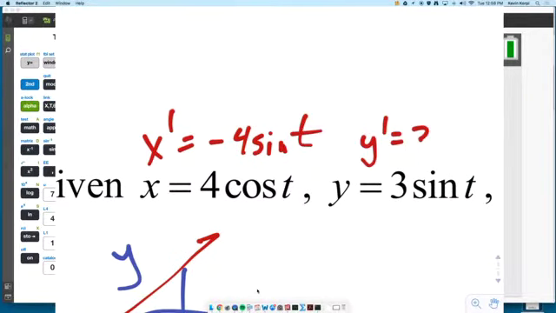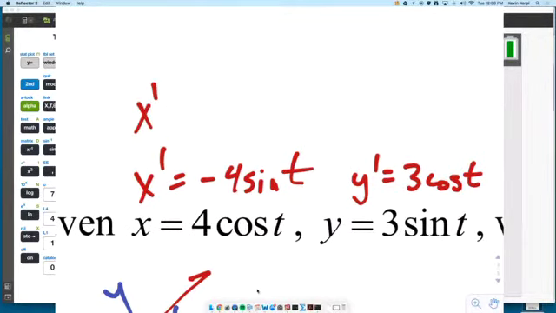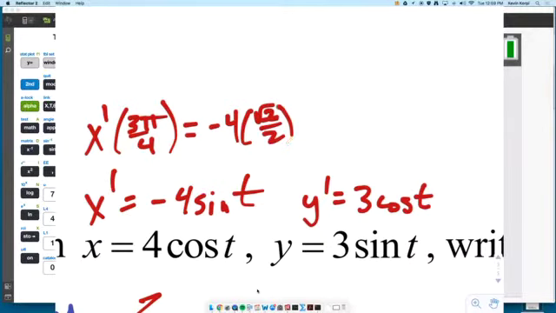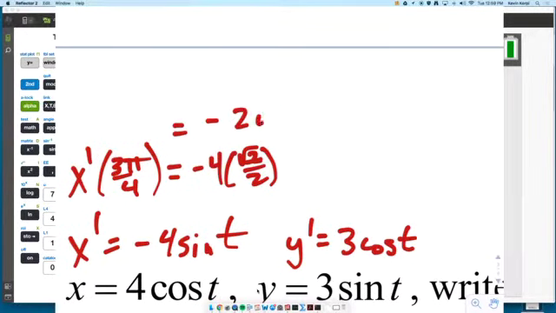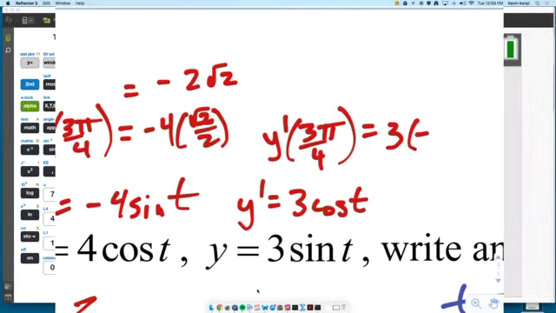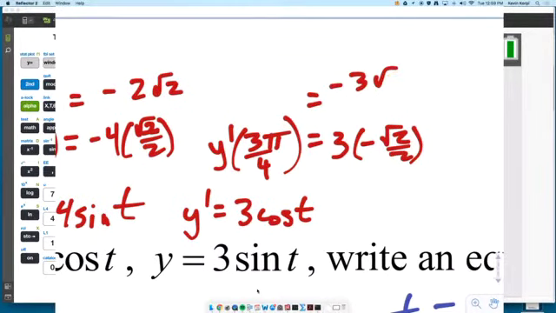And y prime would be 3 cosine of t. Yeah? So what would x prime be? What time are we at? 3 pi fourths? So x prime of 3 pi fourths, if you wanted to plug it in, is going to be negative 4 sine of 3 pi fourths, which is square root of 2 over 2. So it ends up being negative 2 square root of 2. And then the vertical velocity at that moment, if you will, is going to be 3 times negative square root of 2 over 2, which ends up being negative 3 square root of 2 over 2.